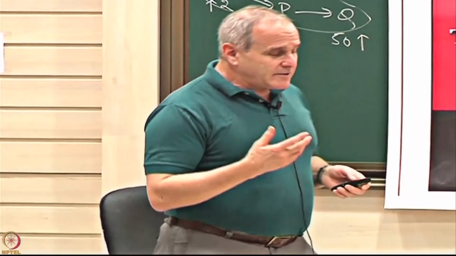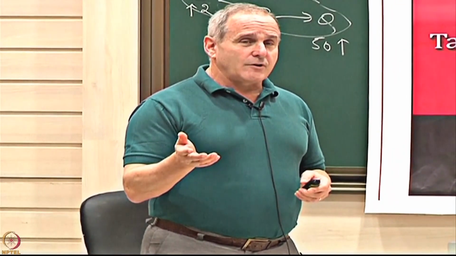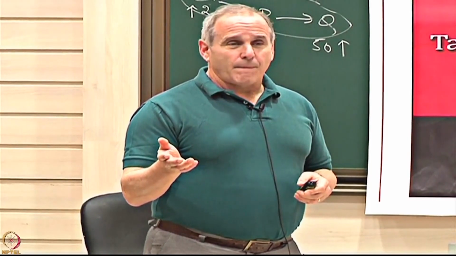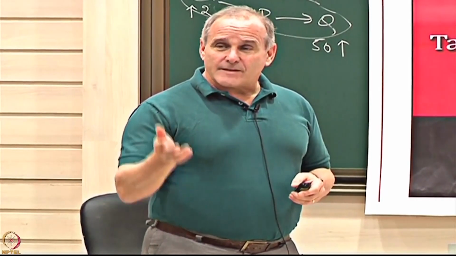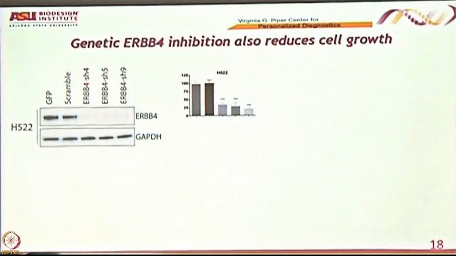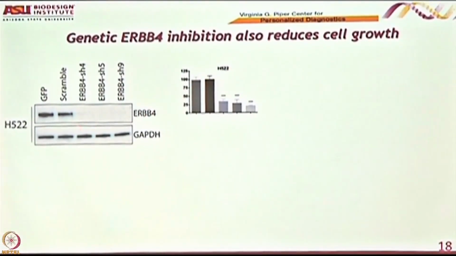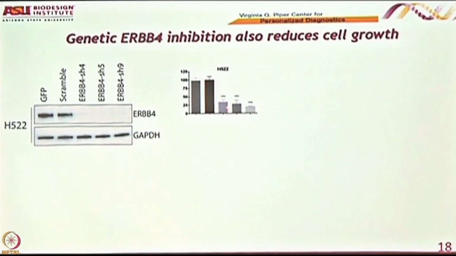So we wanted to ask the question: can we knock down ERBB4 without the drug? How would you go about that? shRNA, right. So that's what we did. Here is one of our cell lines, 522, one of the sensitive cell lines. Here's an ERBB4 shRNA, clearly knocking down protein. And if you knock down the protein, cell division gets reduced. So just knocking down ERBB4 is sufficient to give you cell inhibition.